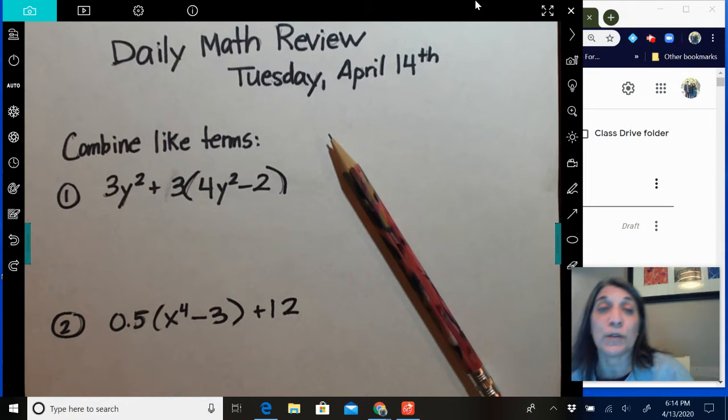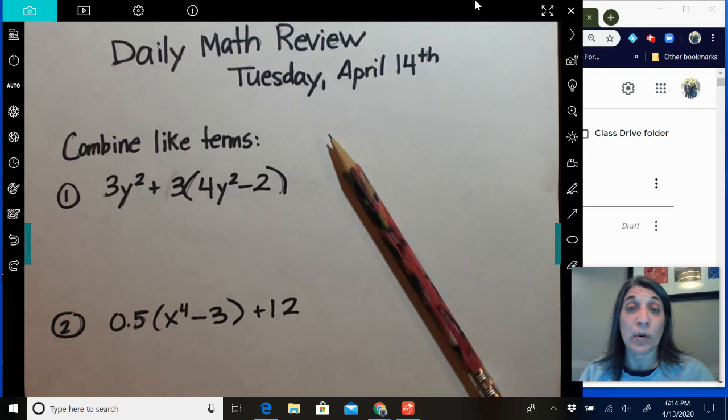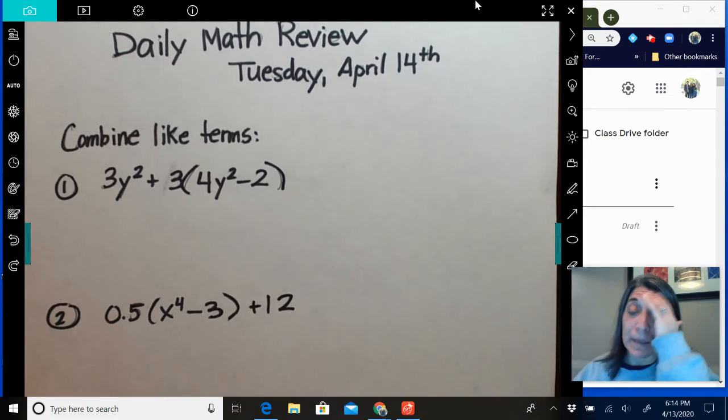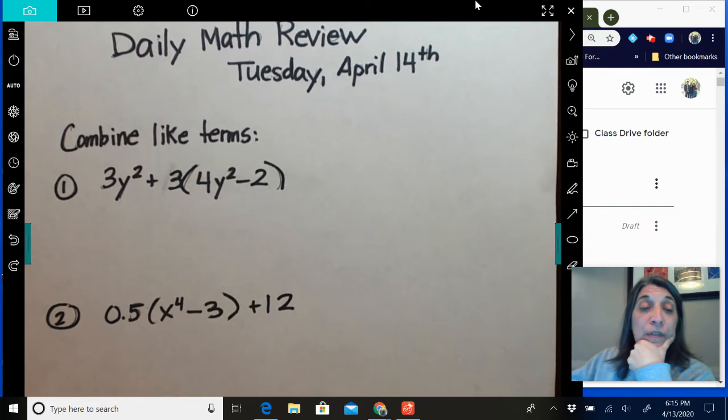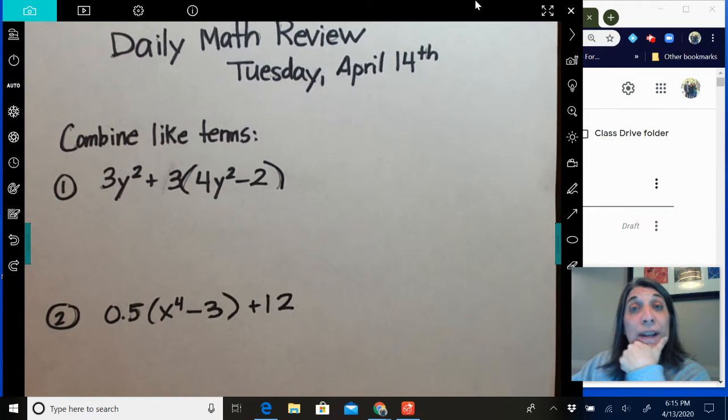Hopefully, you already did your daily math review on some scratch paper or a whiteboard or something, if you have a notebook you're doing them in. And so I want to go over the solutions. You'll notice the first two I did are from combining like terms from last week's test. For the most part, everybody did a really good job on that test.